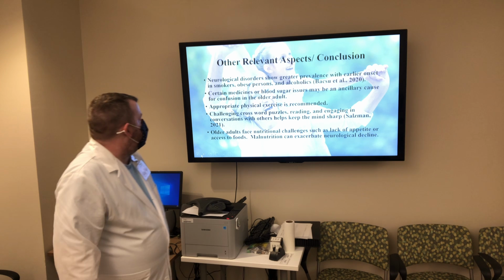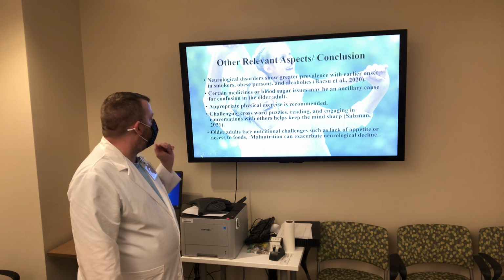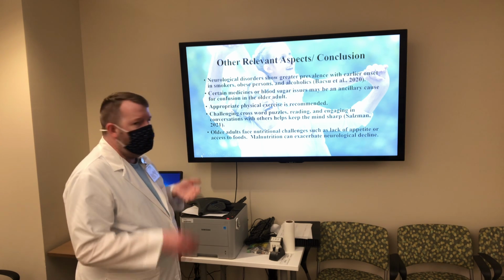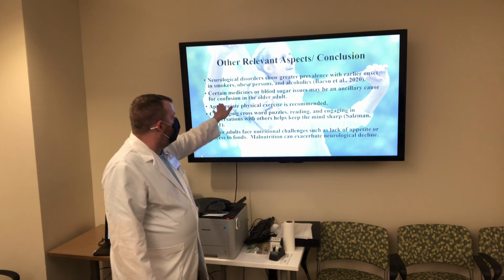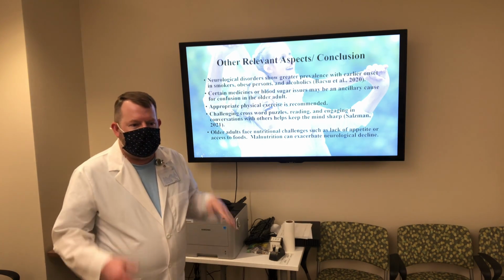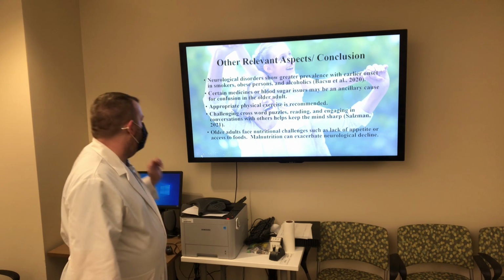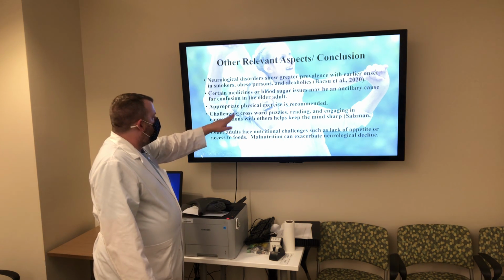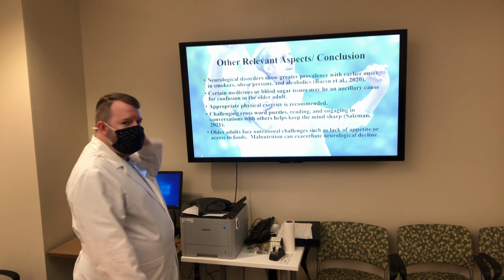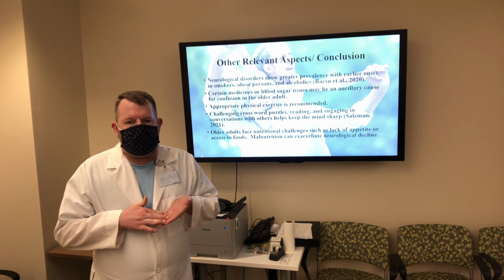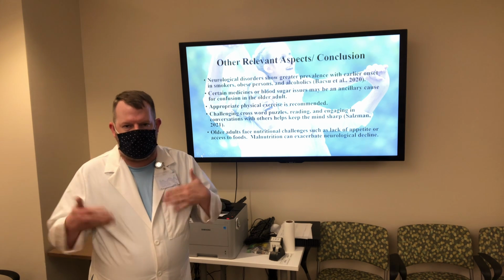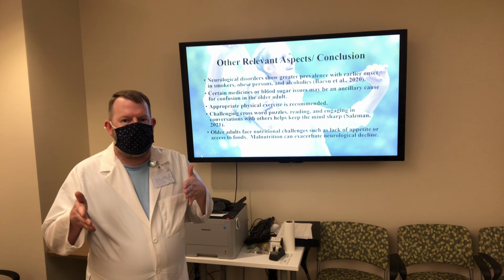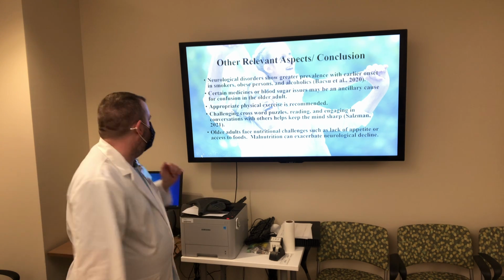So, other relevant aspects in our conclusion. Neurological disorders have a greater prevalence and early onset in people who are smokers, obese, and alcoholics. That's just another topic to keep in mind. Certain medicines or blood sugar issues can cause confusion in older adults, so look for someone who has diabetes. The first thing you probably want to do is check their sugar before you think it's delirium or dementia.